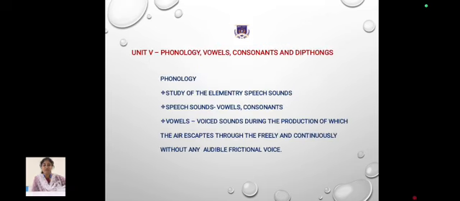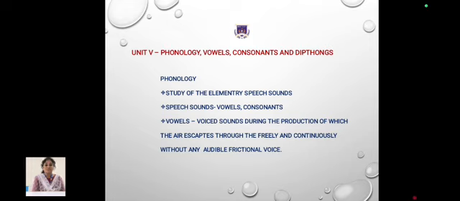And coming to the last unit, phonology, vowels, consonants and diphthongs. It is a huge topic to talk about because phonology comes under phonetics, and phonology means the study of the elementary speech sounds. We all know phoneme, how the sounds join together to produce a word, and after that we have morphology, semantics, syntax, all those things. And phonology means the study of the elementary speech sound.